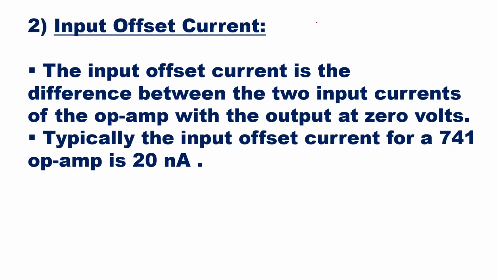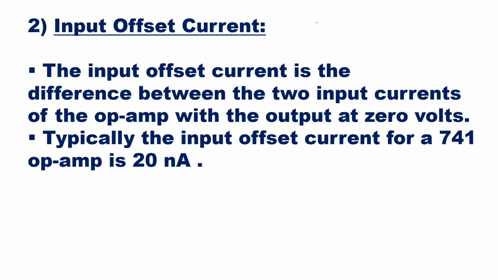Then what is input offset current? Now in the same form as we have studied voltage, the input offset current is the difference between the two input currents of the OPAMP with the output at 0 volt. Typically the input offset current for a 741 OPAMP is 20 nanoampere. Okay. Now it is the difference between the bias currents that is known as input offset current.